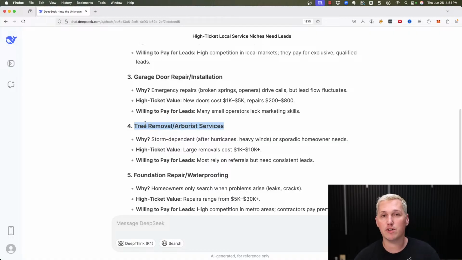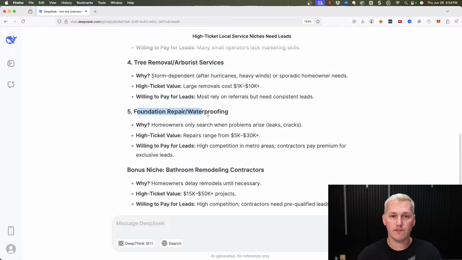Another one we haven't talked about too much on this channel. Again, had we not gone through this and done this search, we may not have found what we're looking for. Here's another one, foundation repair and waterproofing, right? So when leaks or cracks arise, we're talking repair range anywhere from $5,000 to $30,000.